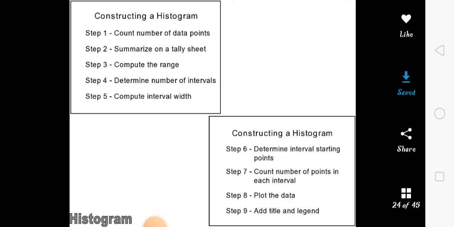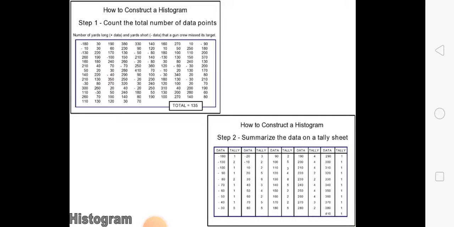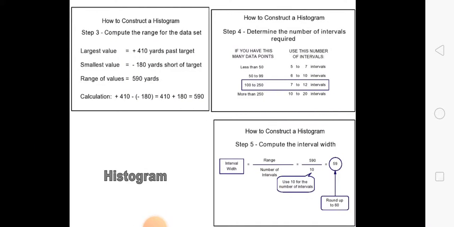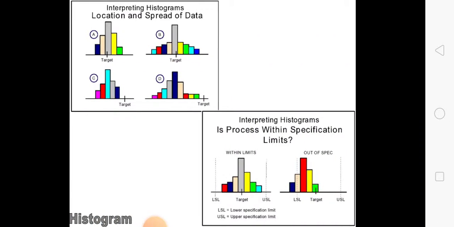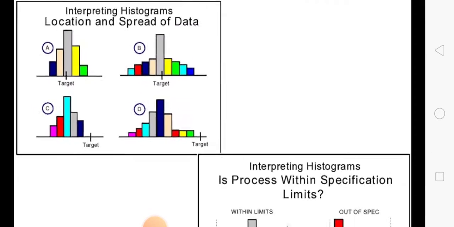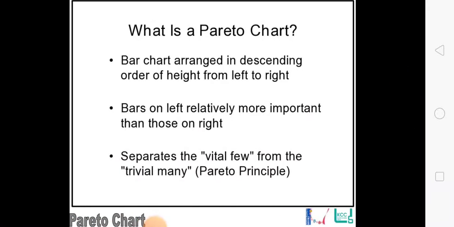Step number 6 is determining interval starting points. Step number 7, counting the number of points in each interval. Later on we plot this data and then we add a title and legend to our bar chart. These are different examples of histogram.